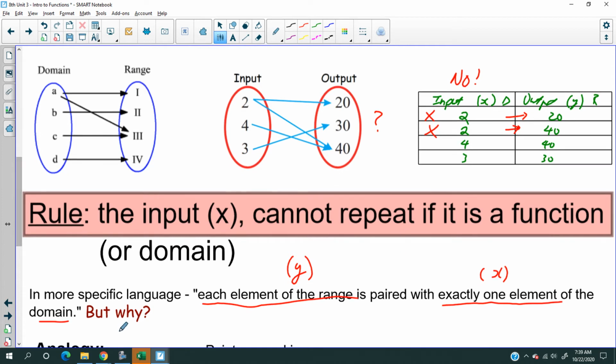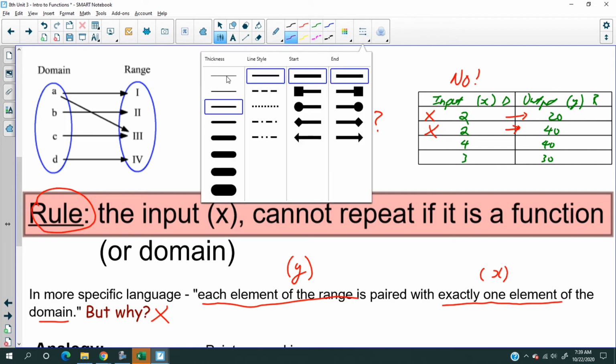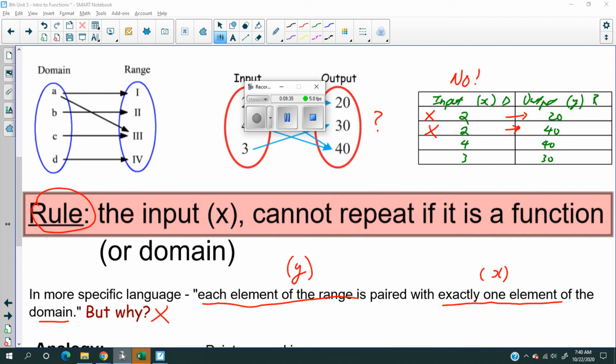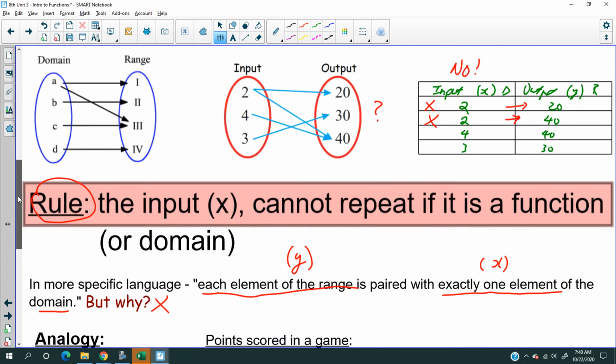Now, I don't have to explain why anymore because I said it in the beginning. Because a function is a very specific set of rules. And what's the rule again? It's right here. This is the rule that all functions follow, okay? The input cannot repeat. The x cannot repeat. So that's what that is, okay? Let me see how I'm doing on time. Yeah, I'm almost there.